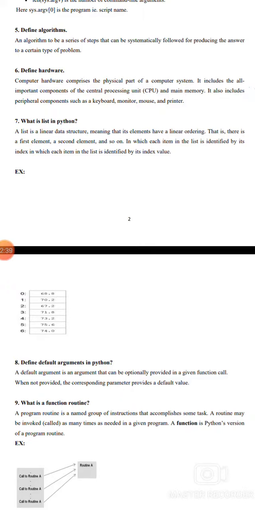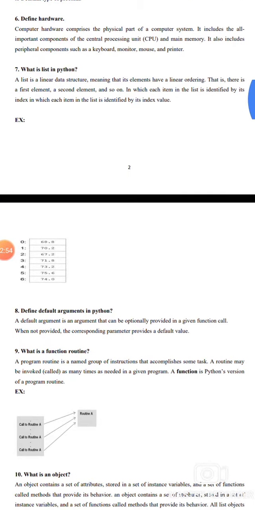6. Define hardware. The computer hardware comprises the physical parts of the computer system. It includes all important components such as the CPU and main memory. It also includes peripheral components such as keyboard, mouse, and printer.